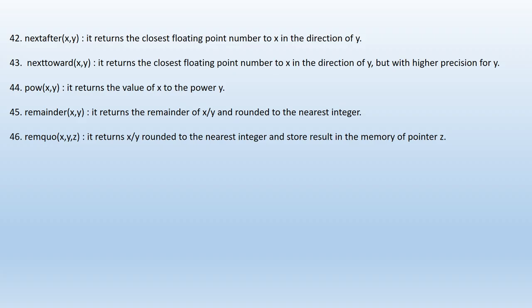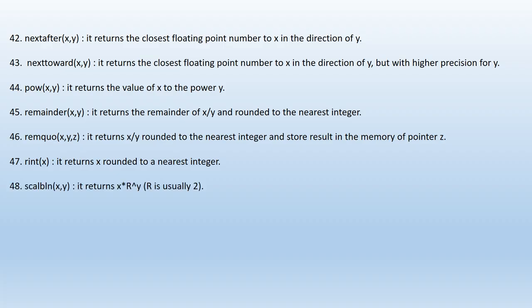The remquo function. It returns x divided by y, rounded to the nearest integer, and stores the result in the memory of pointer z. The rint function. It rounds a floating point number to the nearest integer according to the current rounding mode. The scalbln function. It returns long integer x multiplied by r raised to the power y, and r is usually 2. The scalbn function. It returns integer x multiplied by r raised to the power y, and r is usually 2.